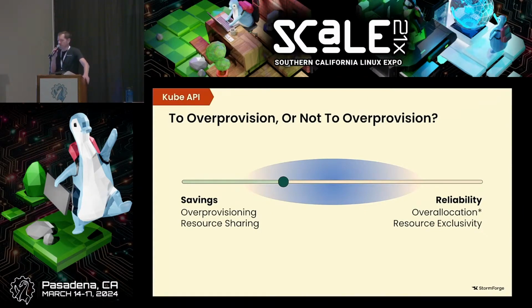The reasons are, over-provisioning leads you towards some savings on cluster costs, but you're basically getting that by sharing resources to a degree in terms of who they've been allocated to. The other flip side is reliability. Resource exclusivity is the far end of that spectrum, but that costs. It can potentially cost quite a bit, and money has gotten very expensive in the last few years.